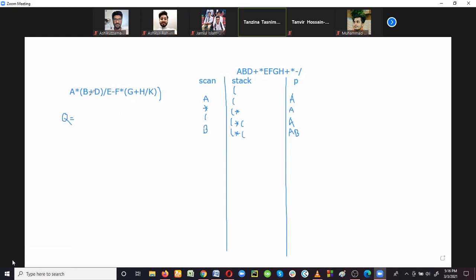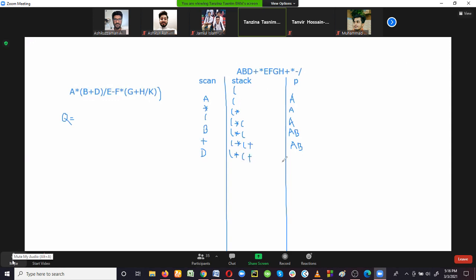And then the next one is an operator. So we can add it into the stack. So left parentheses, then plus, and this is our postfix notation with A and B. Now the next element is another operand, that is D, and we can place it where? In the expression only. ABD. So ABD, that is the expression.